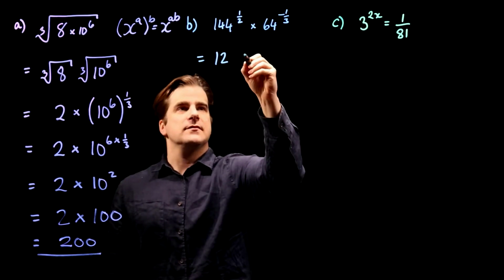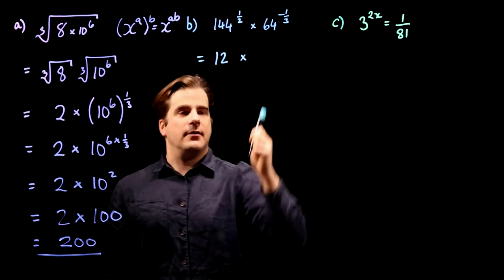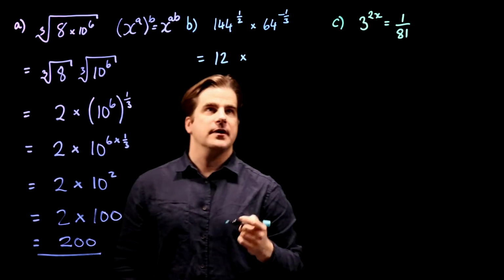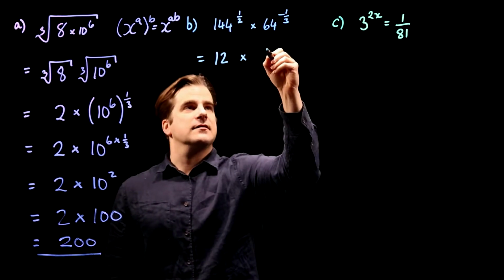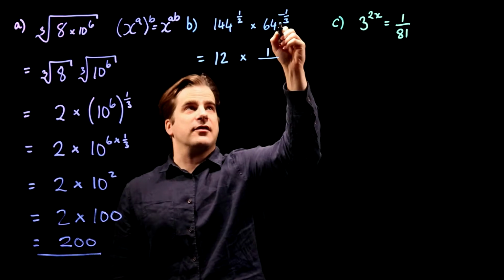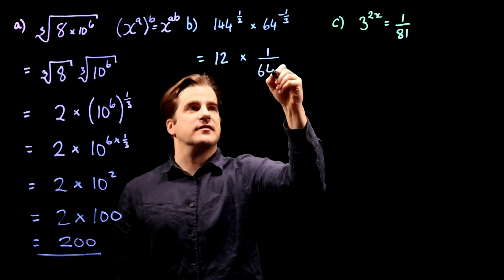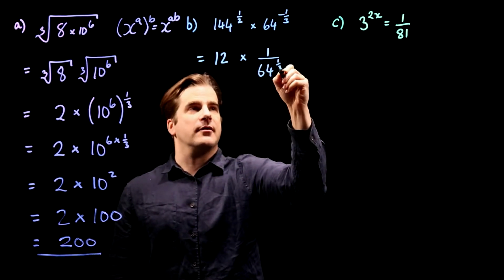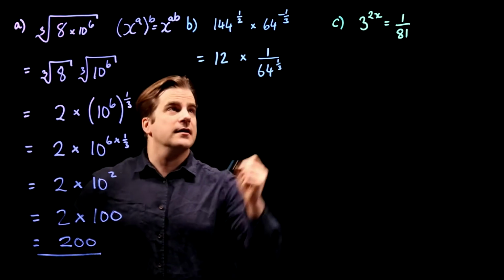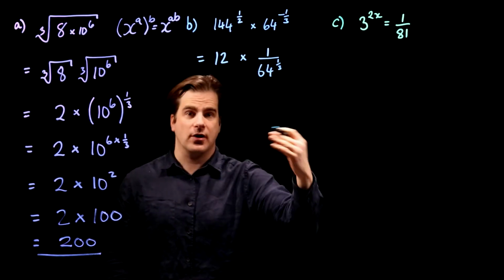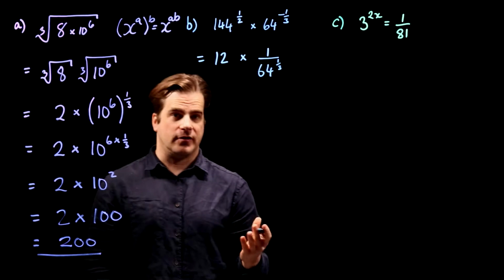Okay, now to the power of minus a third. That's the same as 1 over that thing to a third. So it's 1 over 64 to the power of a third. Okay, that's what negative power means. It just means 1 over the thing to the positive power.